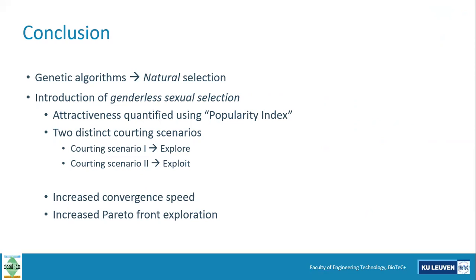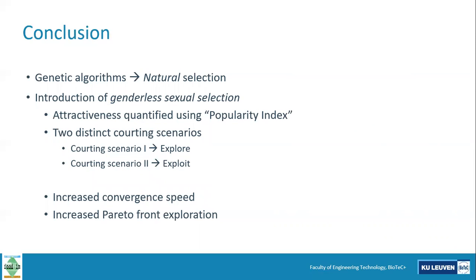Now, to conclude, genetic algorithms are widely used optimization algorithms in the context of multi-objective optimization. They are mainly based on the selection of the fittest or natural selection. However, in nature, also sexual selection takes place between individuals of a species. Therefore, we introduced a genderless sexual selection approach in order to make solutions make a well thought through partner choice.